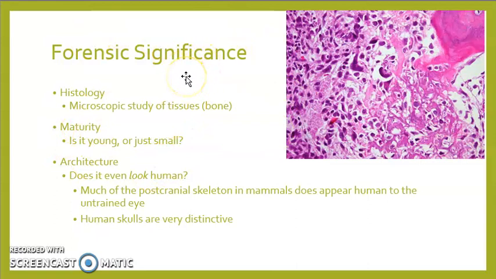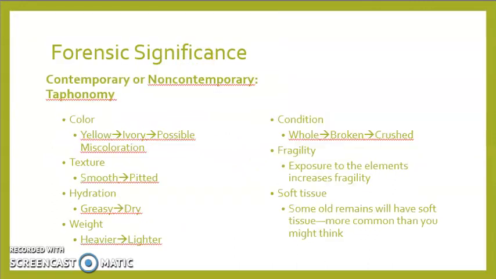This is not my favorite slide. It just looks at other ways for you to assess forensic significance. Color, texture, hydration, weight, condition, these all have to do with taphonomy. Taphonomy is like the natural processes that happen to something, in our case to human remains, after death, but it could be to an artifact after it's been abandoned or whatever. So it's a fairly blanket term. And here, basically, you're looking at decomposition, and for us, of skeletal remains, right?